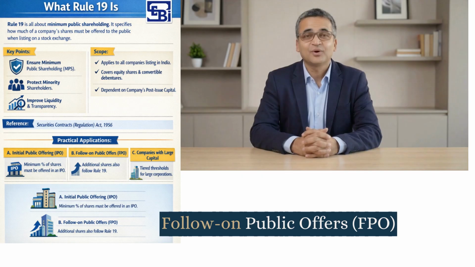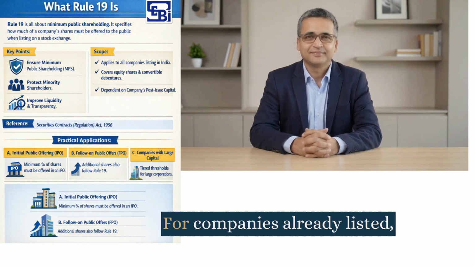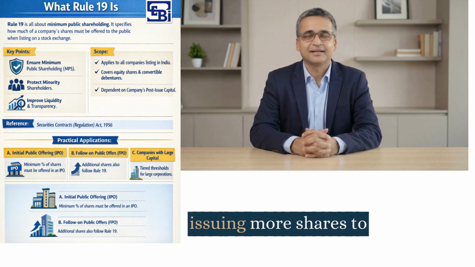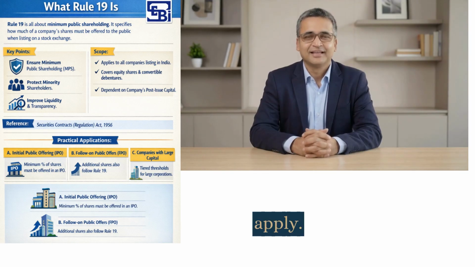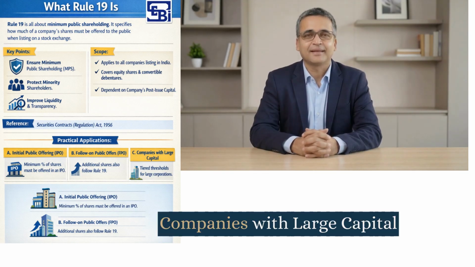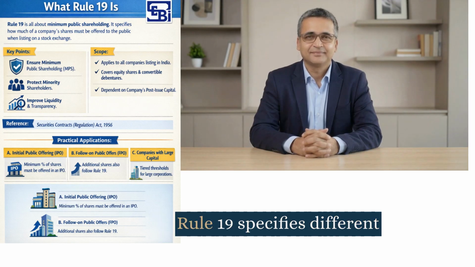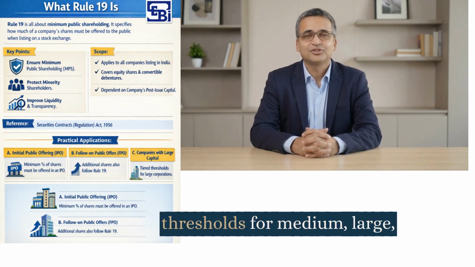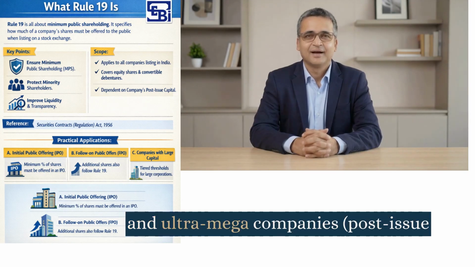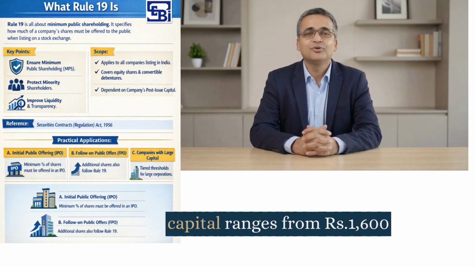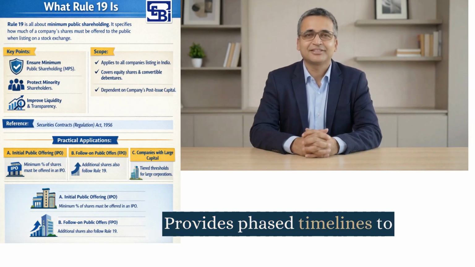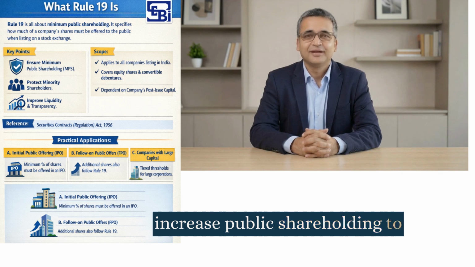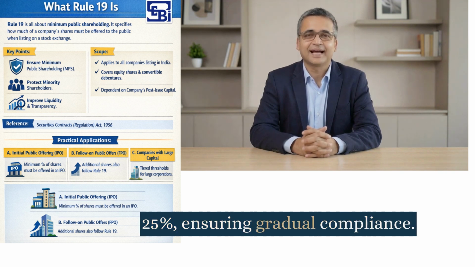B. Follow-on public offers (FPO). For companies already listed, issuing more shares to raise capital, minimum public allotment rules still apply. C. Companies with large capital. Rule 19 specifies different thresholds for medium, large, and ultra-mega companies. Post-issue capital ranges from 1,600 crore to 5 lakh crore rupees or more. Provides phased timelines to increase public shareholding to 25%, ensuring gradual compliance.